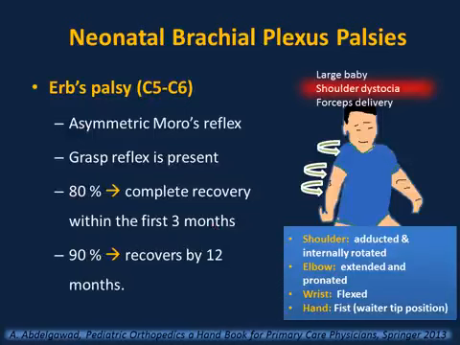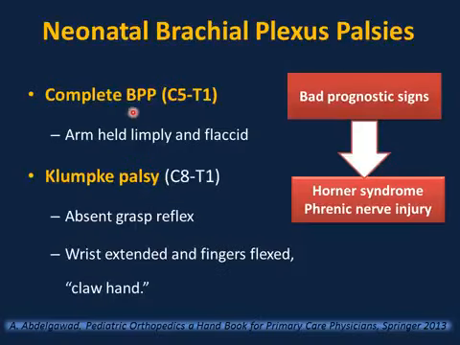recover by 12 months. Complete brachial plexus palsy, from the name, is complete injury to all roots of the brachial plexus, a total palsy from C5 to T1. In this case, it makes sense the arm will be just limp and flaccid. Klumpke palsy is injury to the lower trunk of the brachial plexus, from C8 to T1, and this is very close to the sympathetic ganglia, and the sympathetic ganglia can be affected. In 1/3 of the cases it can be associated with Horner syndrome.